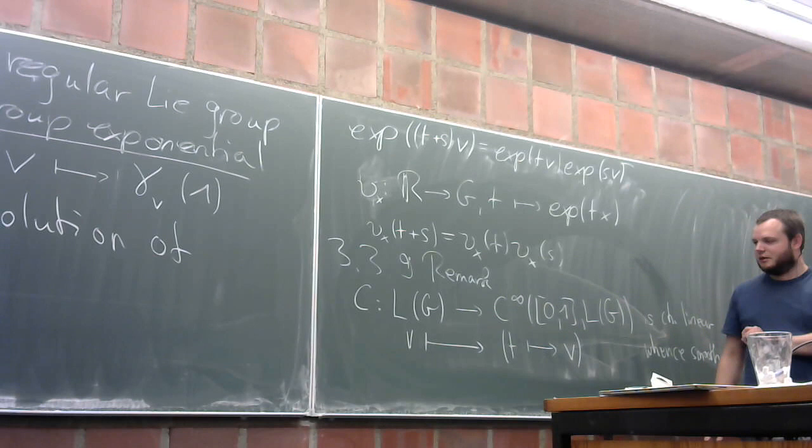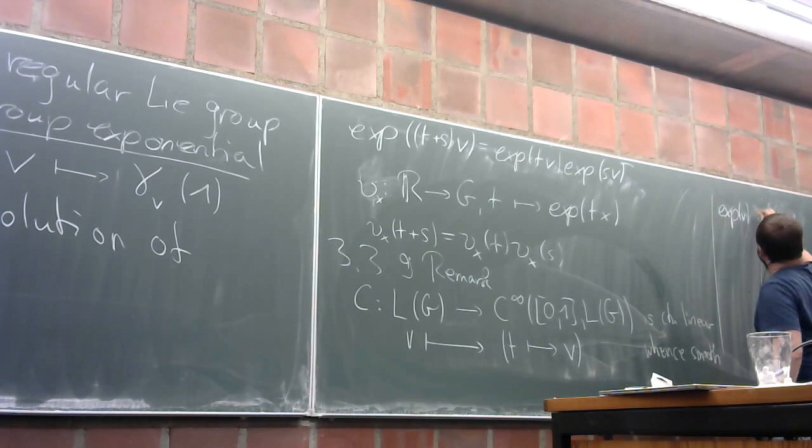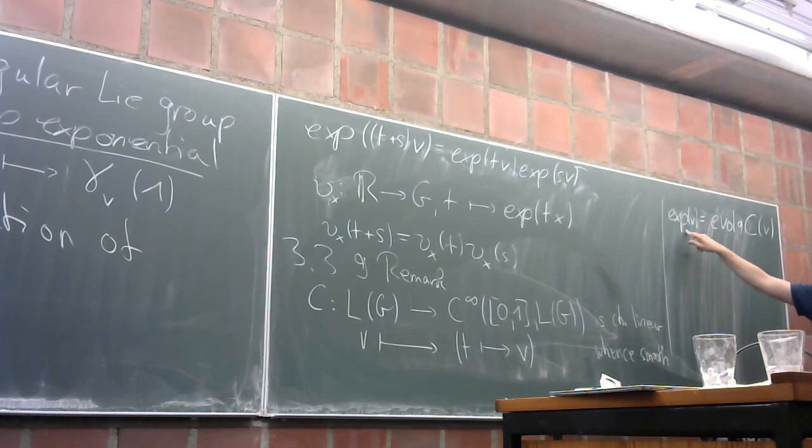And then we see that if you want to write x of v, this is the same thing as taking c of v. So we associate the curve which is smooth and constant equal to v, and then we apply it with the small evolution map. This mapping is smooth by regularity. This is a smooth mapping. So therefore, the Lie group exponential is a smooth mapping.